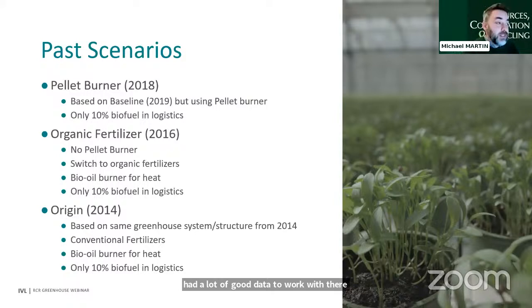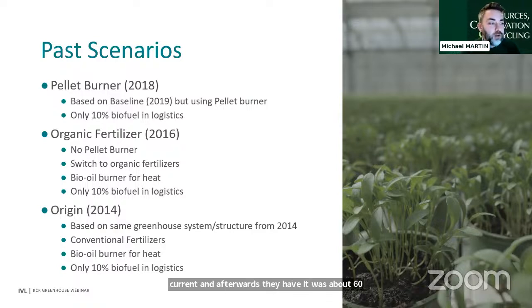And from that, again, like I said, I built the past scenarios. So if we went backwards from 2019, what happened in 2018 is that they switched out the bio oil burner, and they installed a pellet burner, so wood pellets to supply heat to the greenhouse. Also in this case and all the earlier ones, they only had about 10% of biofuels in the logistics, while in the current and afterwards it was about 60.